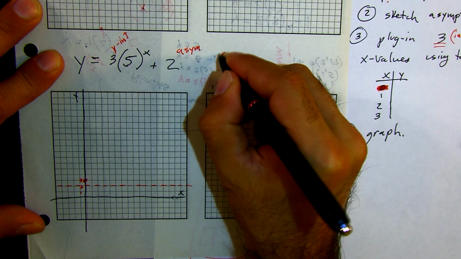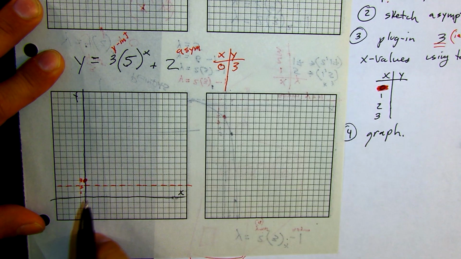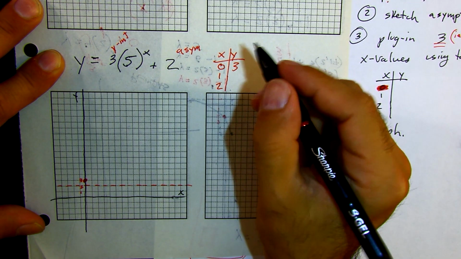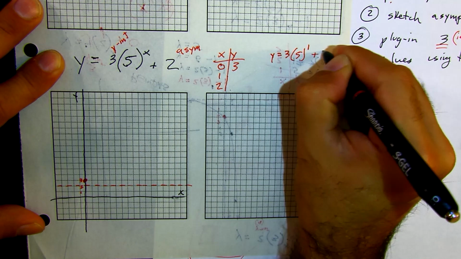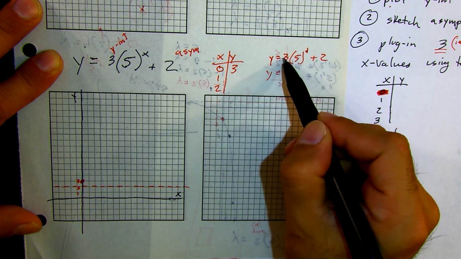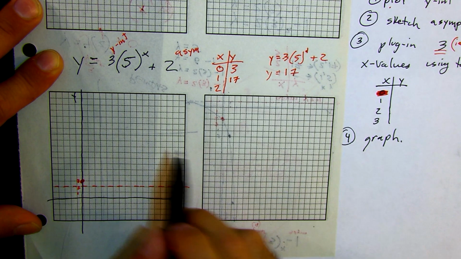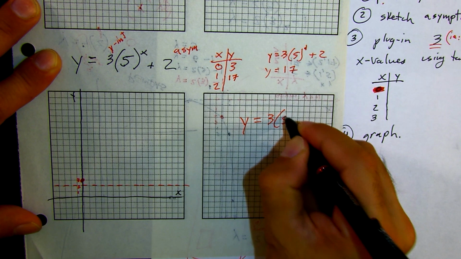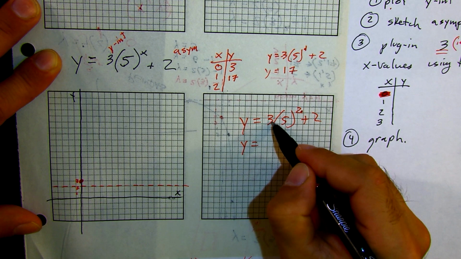Next, we just plug in some values. Let's do x and y. We plugged in 0 and got 3. So when you plug in 0 for x, you're at 3. Now 1 and 2. For 1: 3 times 5 to the first plus 2. Shortcut: 5 to the first is 5, times 3 is 15, plus 2 is 17. Now y is equal to 3 times 5 squared plus 2. 5 squared is 25, times 3 is 75, plus 2 is 77.